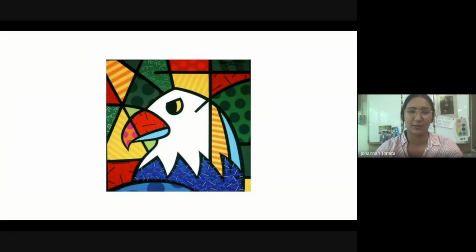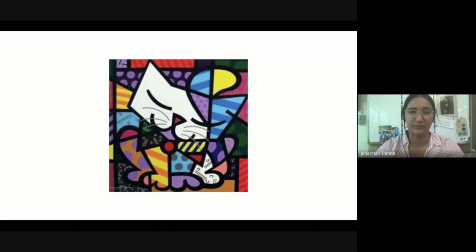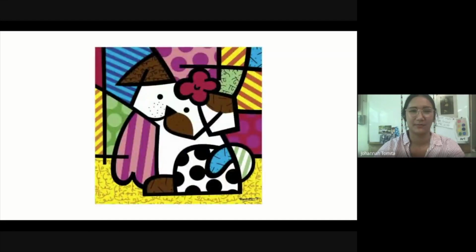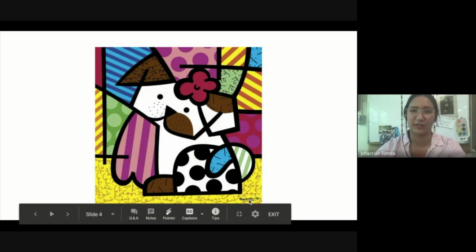Here's our first example of Romero Britto's work. This is a painting of an eagle. And here's another example. This one is a really cute kitty cat. And here is a puppy dog done by Romero Britto as well. As you can see, his signature is right down here in the corner.